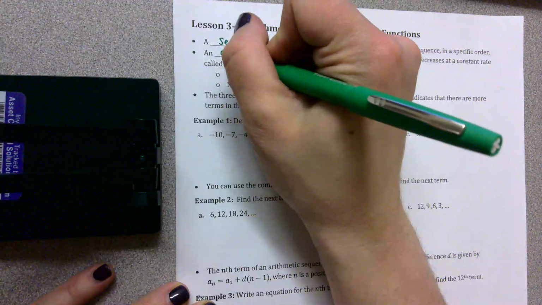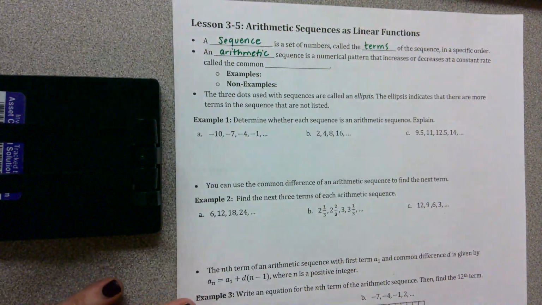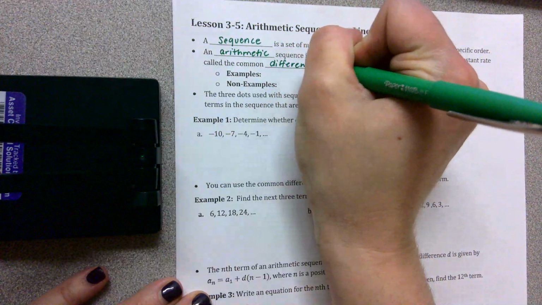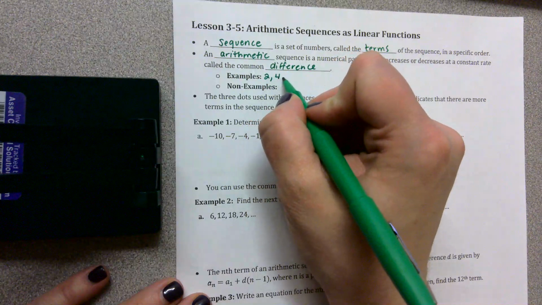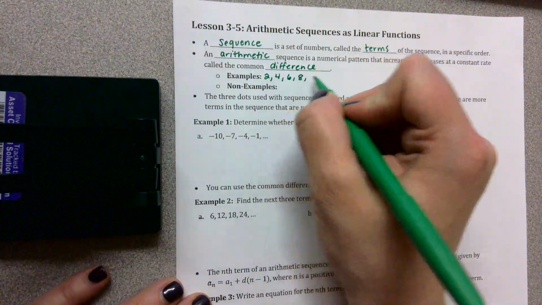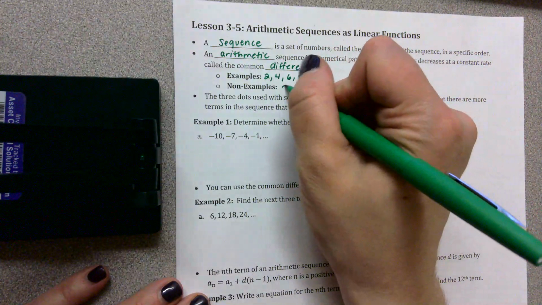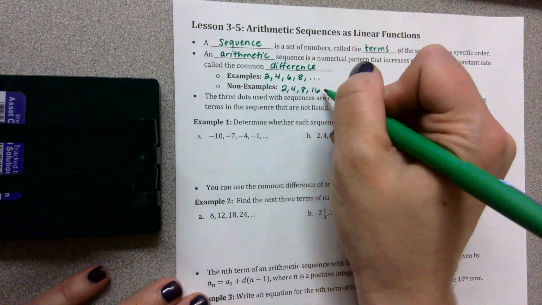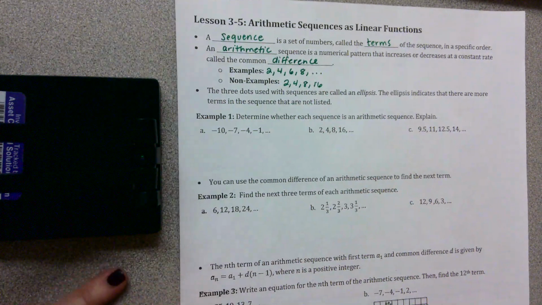An arithmetic sequence is a numerical pattern that increases or decreases at a constant rate called the common difference. Okay, so an example would be like 2, we're going to add 2 more, 4, add 2 more, 6, add 2 more, 8. That's a common difference between them, ... That's an ellipsis. A non-example would be 2 multiplied by 2 is 4, multiplied by 2 is 8, multiplied by 2 is 16. Okay, that is a sequence. It's just not an arithmetic one.